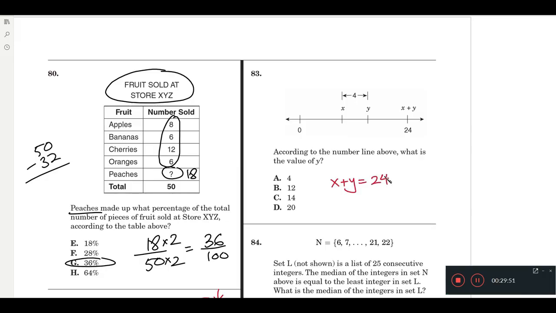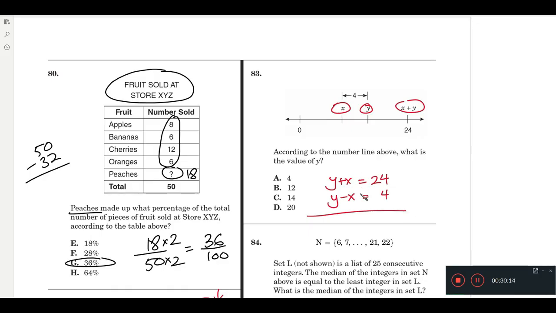24. And y minus x, can we say y minus x is 4? Yeah, you can say that. Can I write x plus y as y plus x? Yeah, you can. That is 24. And y minus x is 4.